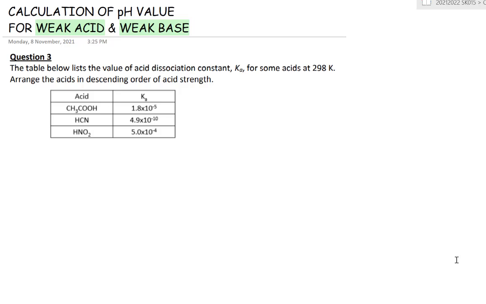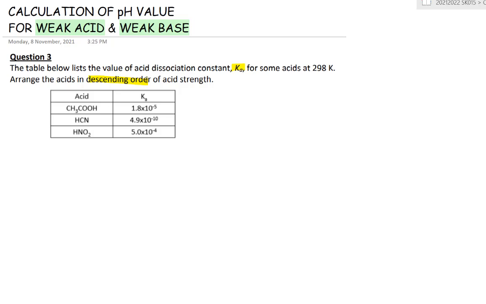Hi class, in this video we are going to continue a few examples for the calculations of pH value for weak acid and weak base. So let's look at question number 3 first. The table below lists the value of acid dissociation constant Ka for some acid at 298 Kelvin. Arrange the acid in descending order of the acidic strength.